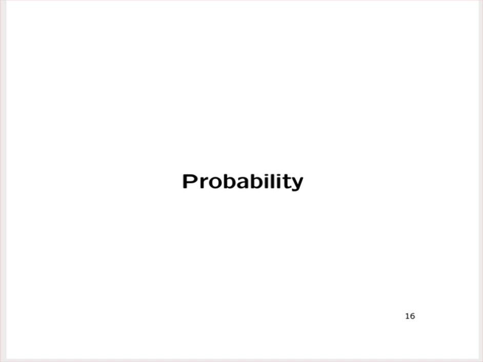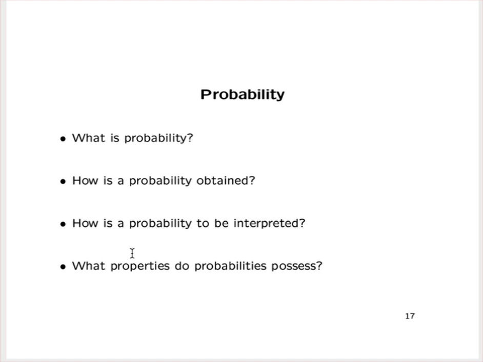So the first we'll start with is probability. Now, I said that we were going to define each of these, and then I kind of chuckled, and we'll see why here in just a second. But we're going to talk about what is probability, how is a probability obtained, how is a probability to be interpreted, and also what properties do probabilities possess. So there are several questions that we want to consider here beyond just what is the definition of a probability.